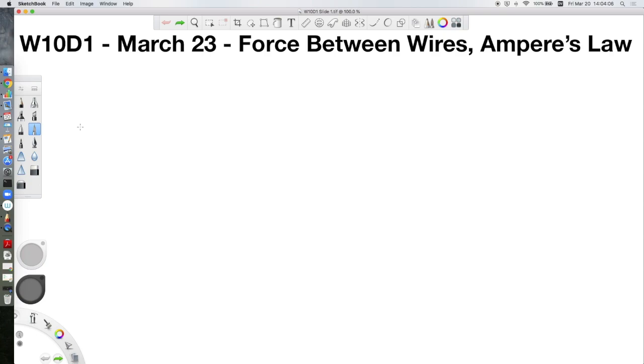So today we're going to be talking about the magnetic force between two wires and then an alternative to Biot-Savart law known as Ampere's law. But to start off with, we will look at the force between two parallel wires. And we're going to look at two different situations: one where we have current in opposite directions, and one where we have current in the same direction.